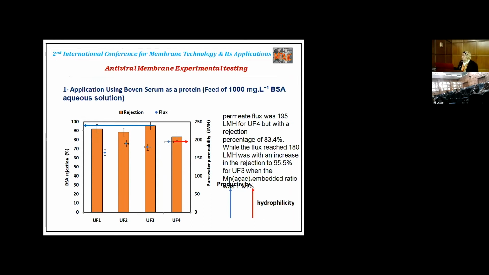The results found that the separation of bovine serum reached 95.5% using UF3, which uses nanoparticles at about 1%. The productivity increased when we increased the hydrophilicity. That means that ultrafiltration number 4, which has 1.2% nanoparticles, has more productivity than UF1.